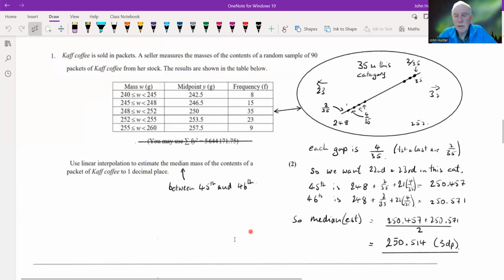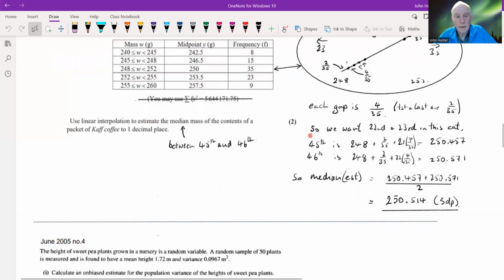So that is linear interpolation. I've gone into a little bit more detail perhaps than necessary. We could just say, well, we want 22.5 35ths of this gap. It would be easier to do, wouldn't it, really? But anyway, that's what I've done.